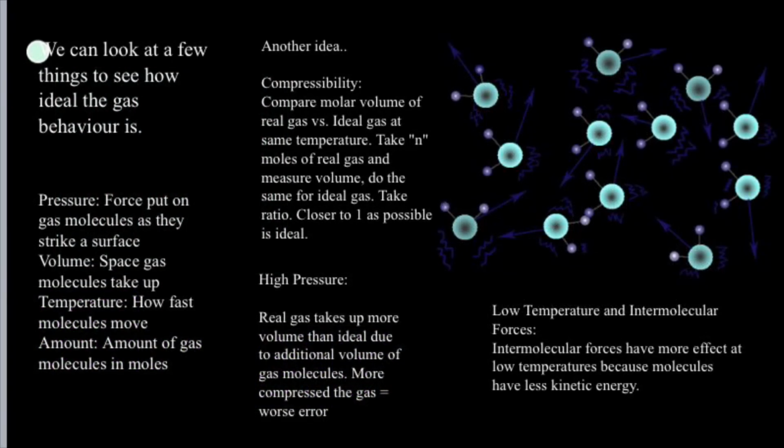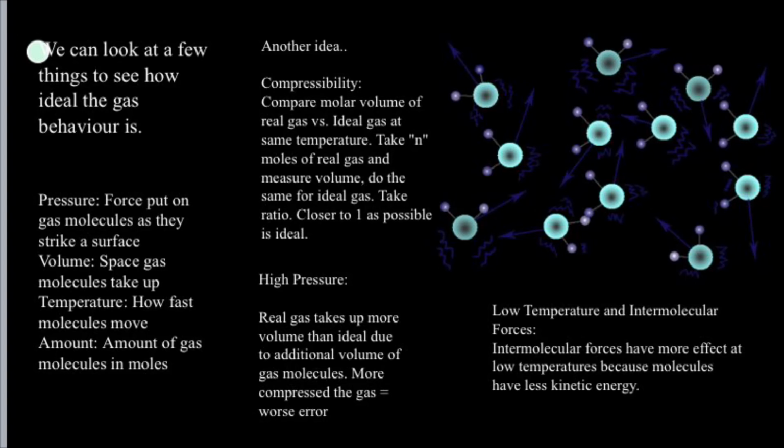We can look at a few things to see how ideal the gas behavior actually is: pressure, volume, temperature, amount, compressibility, high pressure, and low temperature and intermolecular forces. For pressure, we can see the force that is put on the gas molecules as they strike a surface. For volume, it's the amount of space that gas molecules take up. Temperature is how fast molecules move, and the amount is the amount of gas molecules in moles. Then we also look at the other three factors.